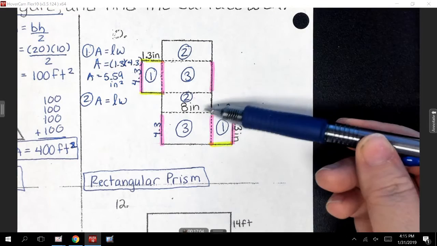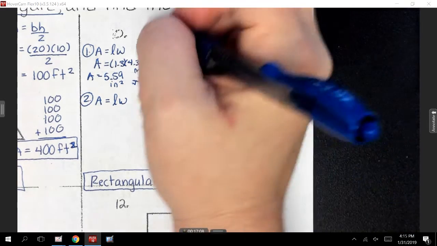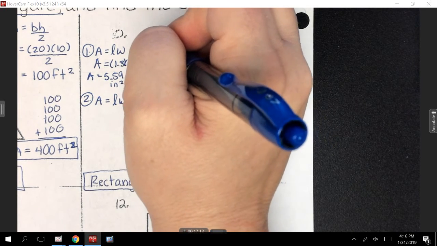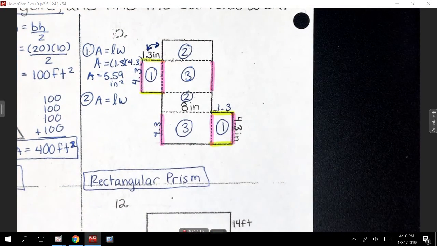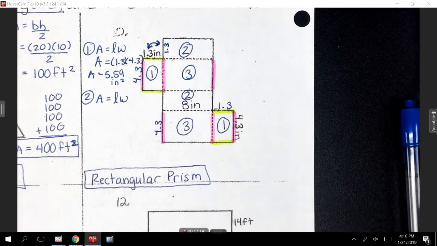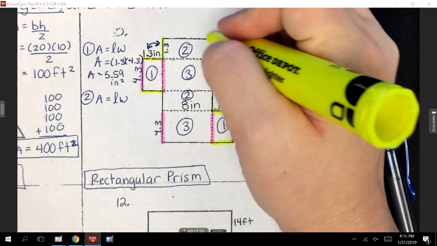All right, so now I'm looking at shape 2. Now remember, guys, I want you to think about this 1.3 up here, and we've talked about how when these shapes fold up together, those two lines are actually going to match. So my 1.3 would actually appear here as well. I'm just going to show that with that yellow line where those fold up and match.